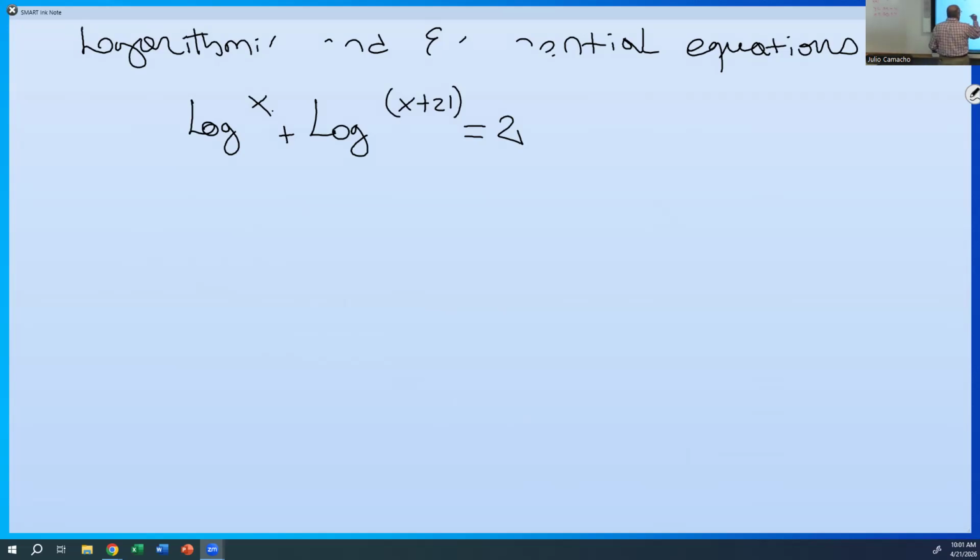So because we don't have a base, I will use base 10. Then you have a log base 10, and then what we do is multiply these two because they were being added, and then you expand it. That was equal to x times x plus 21, and that was equal to 2. Does everybody agree with that? We reverse the product rule. Now that we reverse it, what else can you do with this equation?